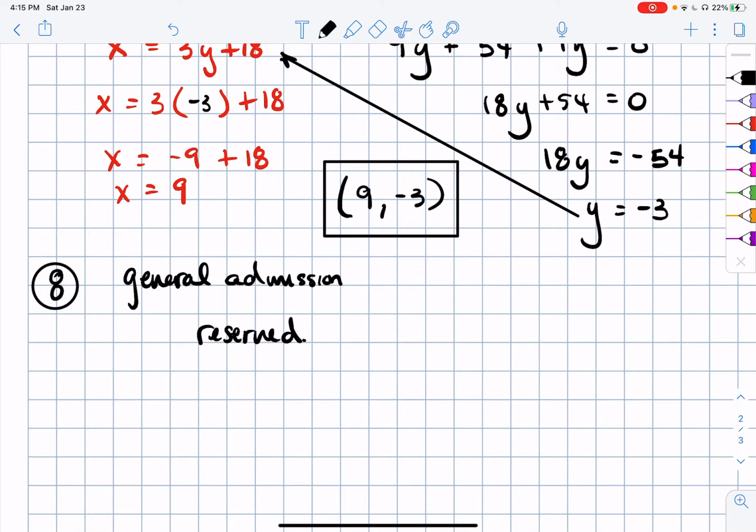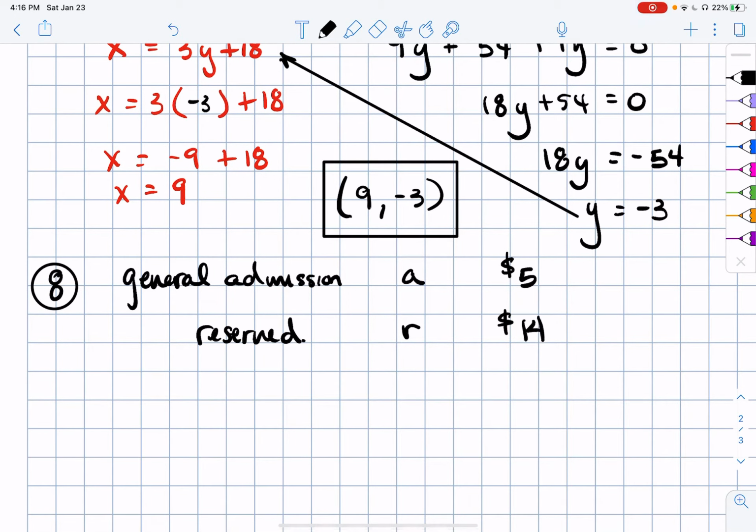I think I'm going to call this X. You know what? Let's do this. I'm going to call these A and R, general admission and reserve. Okay, and what I know is that the general admission tickets are $5 a piece, and I know that the reserve tickets are $14 a piece. Okay, let me rewrite that better. There we go.